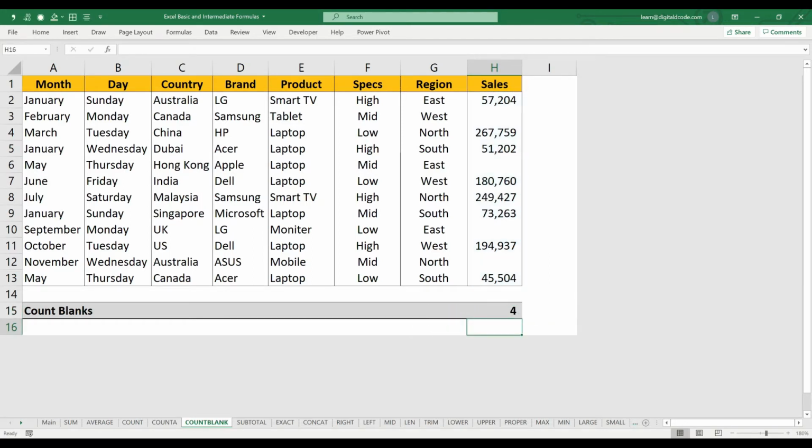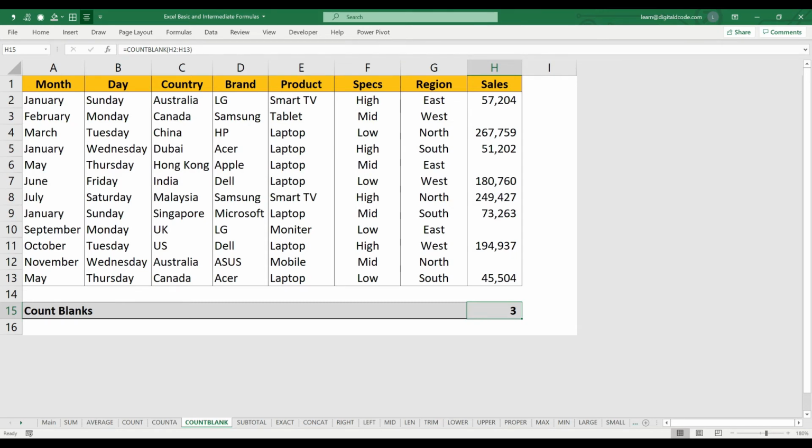Enter. So now I got 4. So let me check. 1, 2, 3, 4. So I have 4 blank cells. In case I have a space in any blank cell, let me enter a space. See, the number came down because it will not consider a cell even if it has a space. So only if the cell is pure blank, then it will be counted.